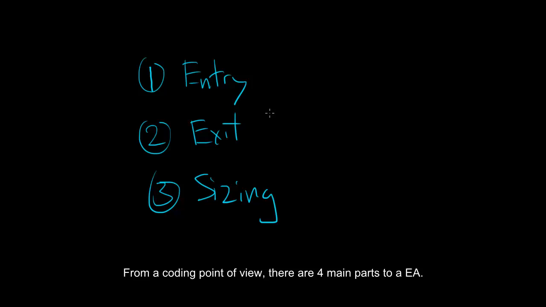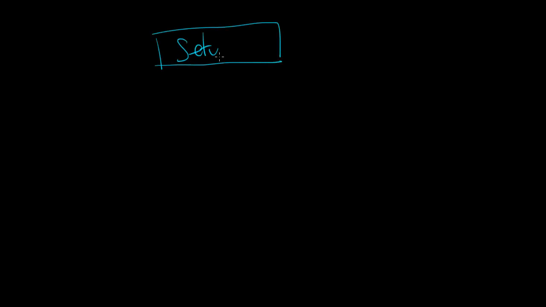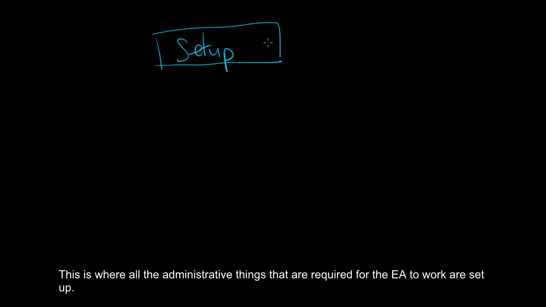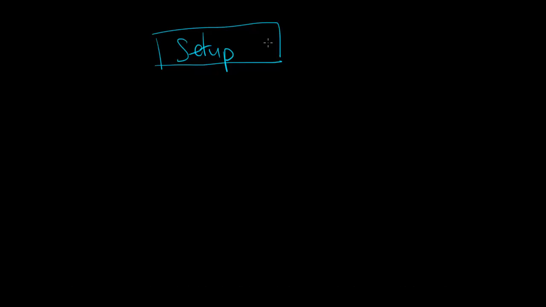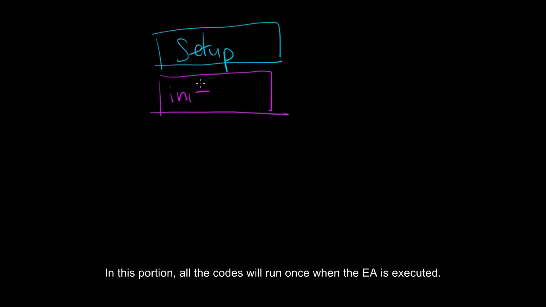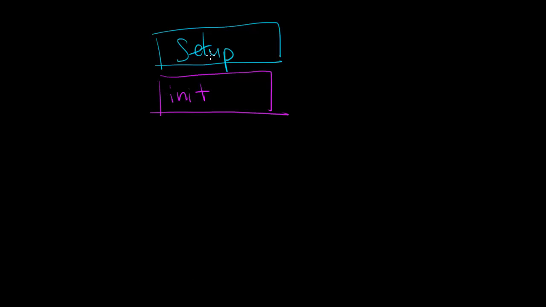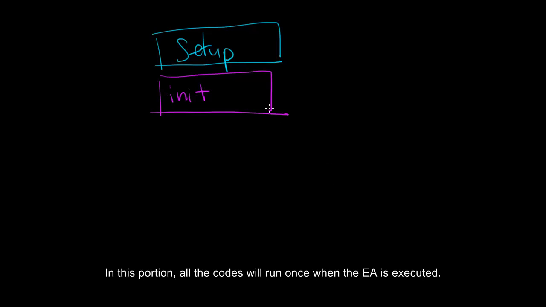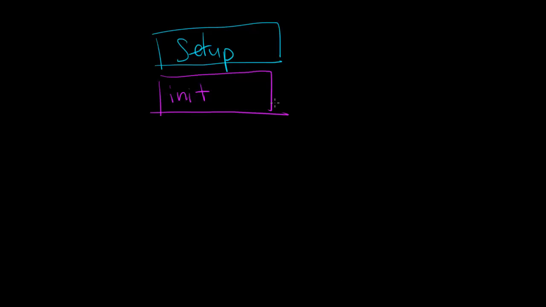From a coding point of view, there are four main parts to an EA. The first one is the setup. This is where all the administrative things that are required for the EA to work are set up. The second part is your init, short for initialize. In this portion, all the code in here will run once when the EA is executed.